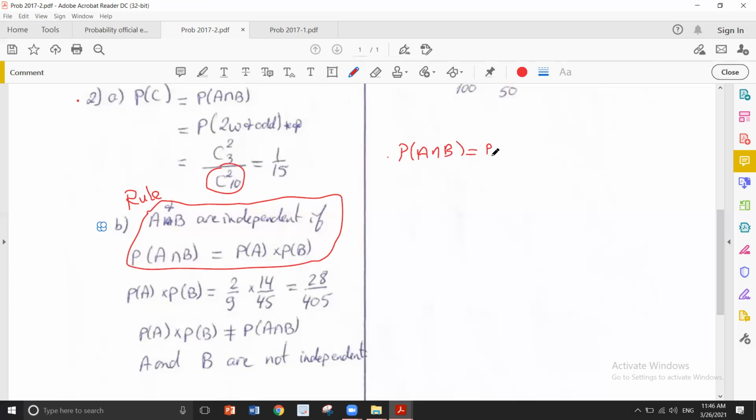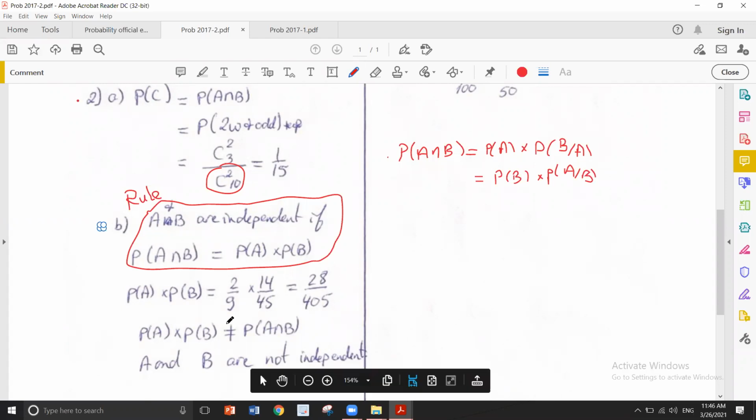Equal P(A) times probability of B given A. Yes. Or probability of B times probability of A given B. But in case of independence, it becomes probability of A times probability of B.